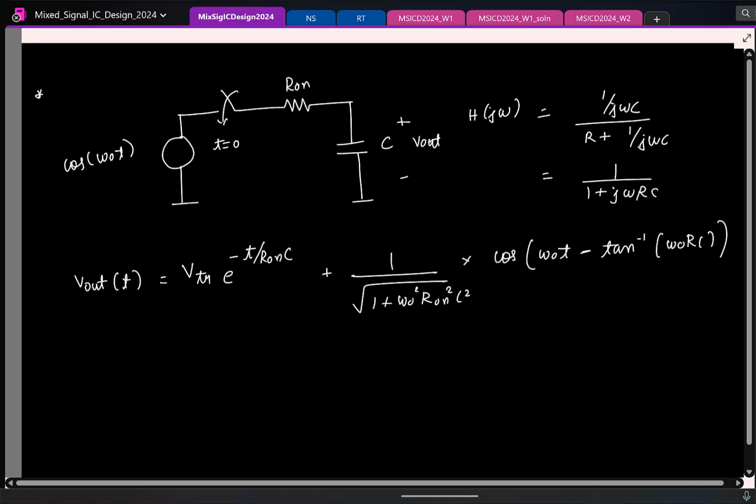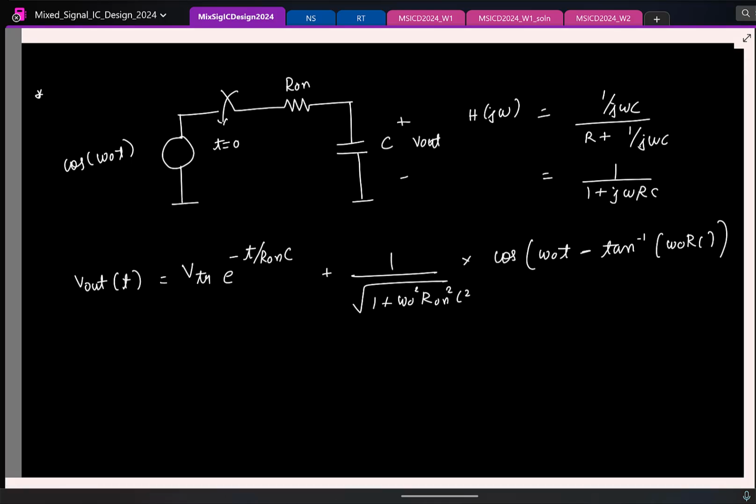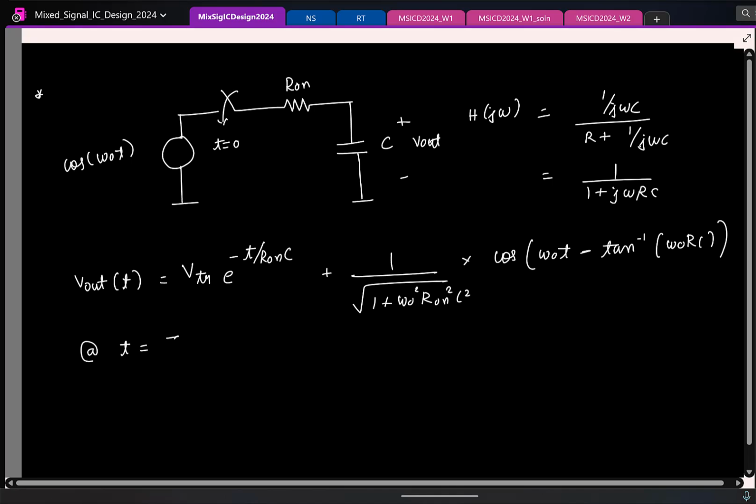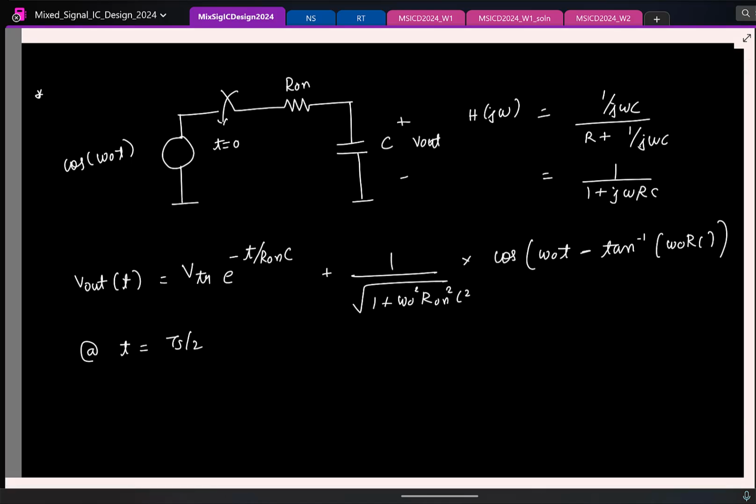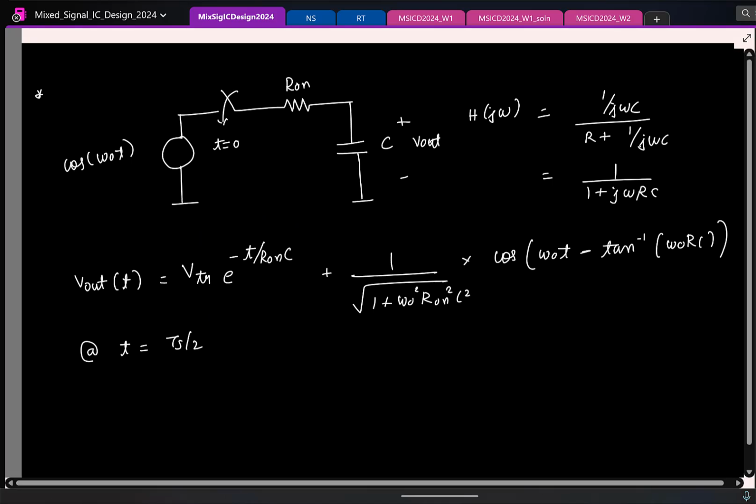Here again, I am interested in the V out value at t equal to Ts by 2. I want the transient portion to die down soon. So I will choose the same thing: Ts by 2 must be much greater than R on times C. That will make sure that this term goes to 0.